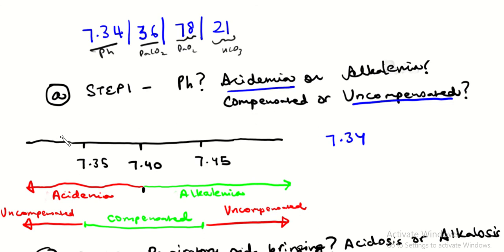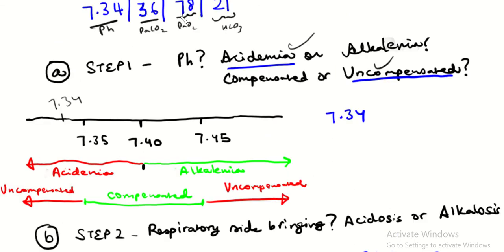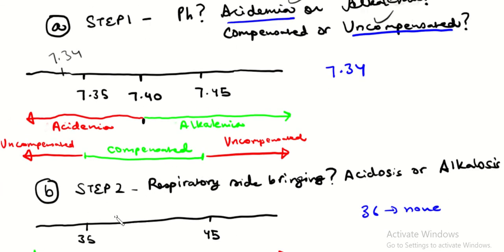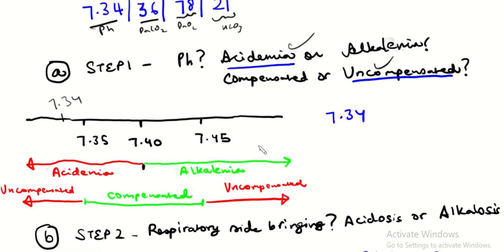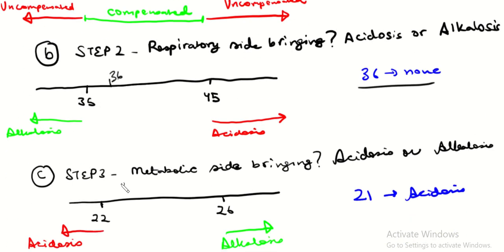pH is 7.34. Uncompensated acidemia. Respiratory side with 36. What's that going to bring? Nothing. Okay, bicarb is 21. What is that bringing? Acidosis.